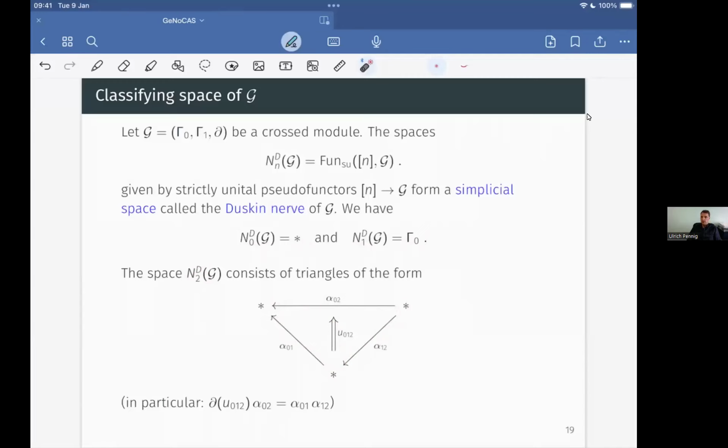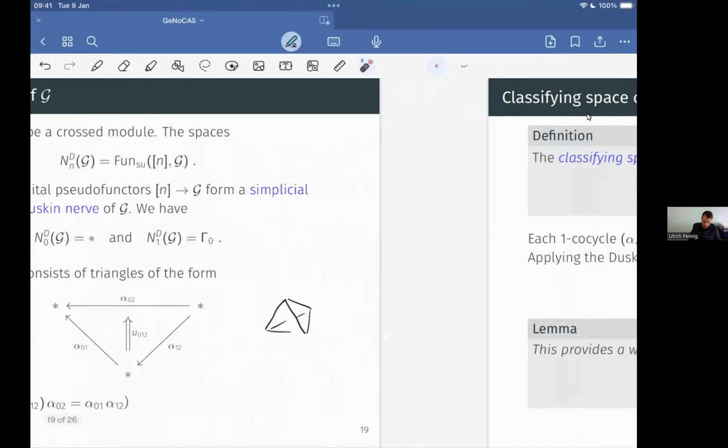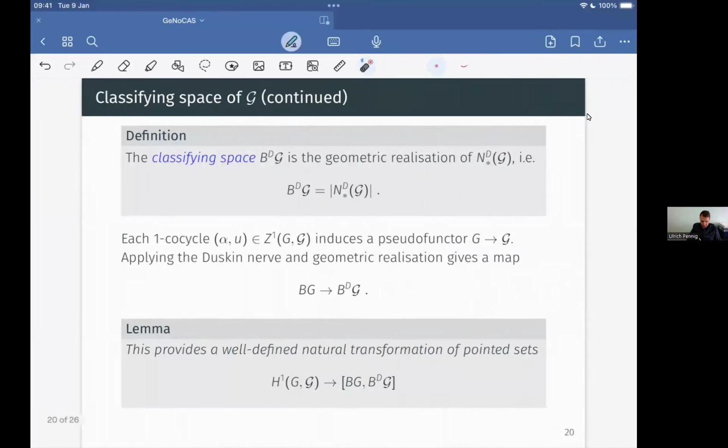And then for n equal to 3 here, you would get a tetrahedron like this, and the faces would be triangles like this. And from the tetrahedron, you would get a condition about the composition of these 2 morphisms. And then the higher spaces are essentially determined by what happens on the tetrahedra. So this space is co-skeletal in that sense. And then you get a simplicial space from this, you can take the geometric realization of that, and you end up with the classifying space.